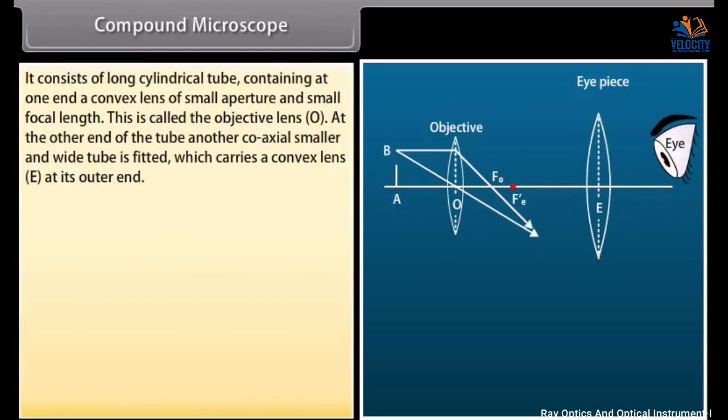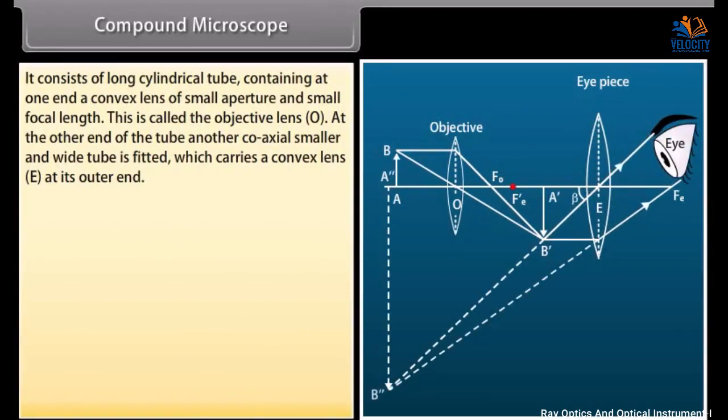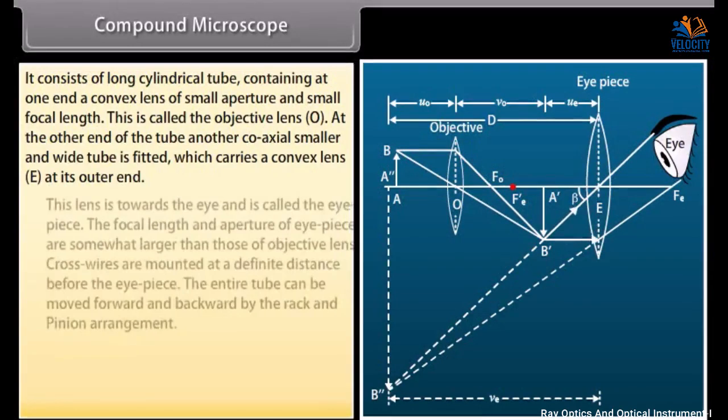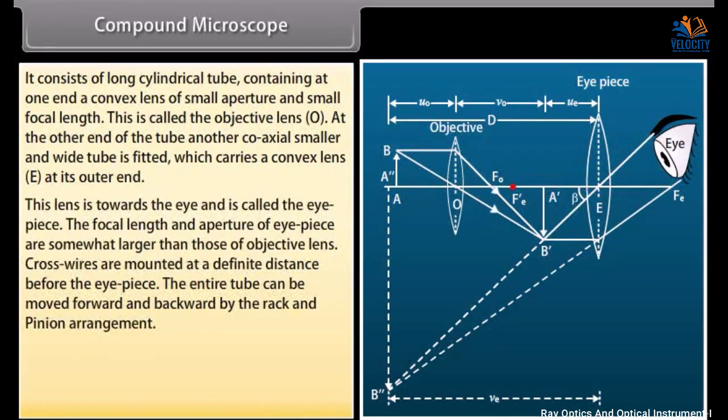Compound microscope. It consists of long cylindrical tube containing at one end a convex lens of small aperture and small focal length. This is called the objective lens O. At the other end of the tube, another coaxial smaller and wide tube is fitted, which carries a convex lens E at its outer end. This lens is towards the eye and is called the eyepiece. The focal length and aperture of eyepiece are somewhat larger than those of objective lens.